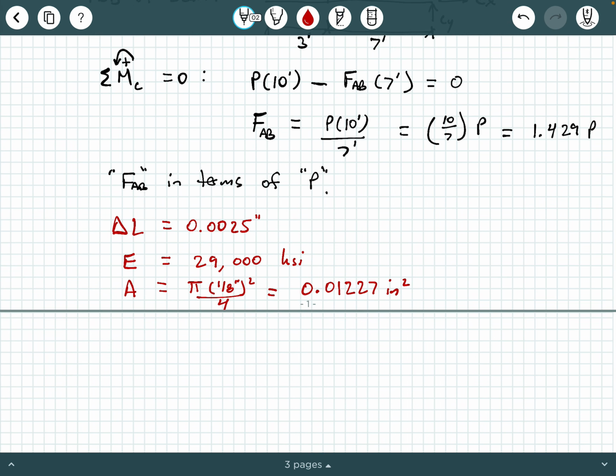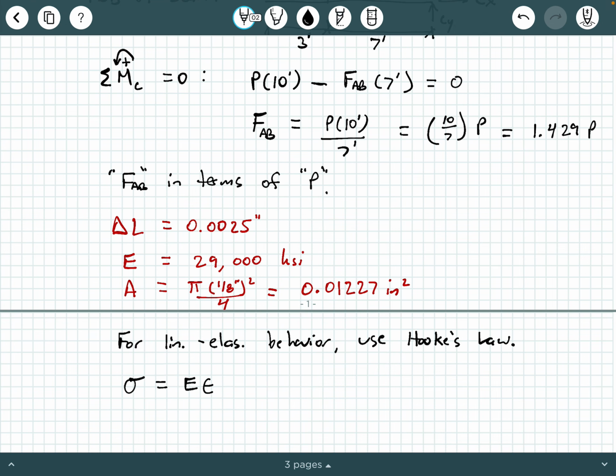Now, how are these related? Here's how we can relate them. For linear elastic behavior, which we're going to assume this rod is behaving, that's a pretty okay assumption unless you're explicitly told or you have some information that tells you it's not behaving linear elastically. So for linear elastic behavior, we can use Hooke's law. Hooke's law allows us to relate average normal stress and strain. So we can say stress equals modulus of elasticity times strain.